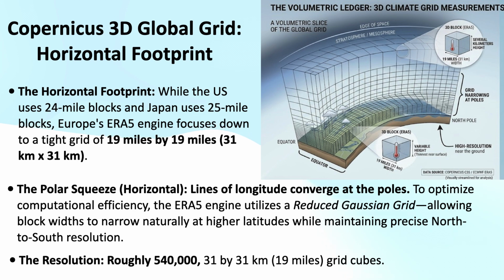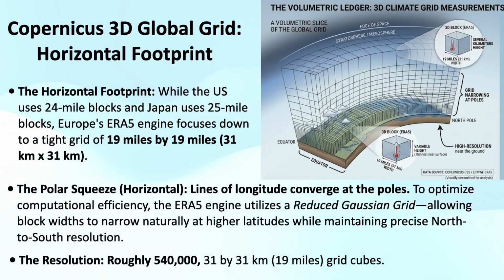Now what happens is it's a similar kind of approach used by the other models. It just happens in the United States they use 24-mile blocks for their grids. For Japan they use 25-mile blocks for their grids. And then for the European Union, for ERA 5, they use 19 by 19-mile grids, or 31 kilometers.